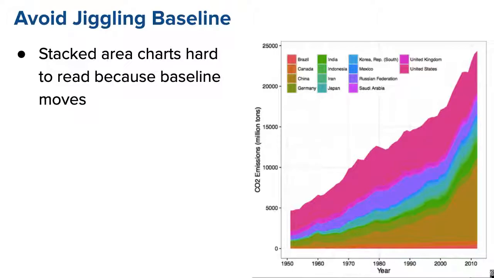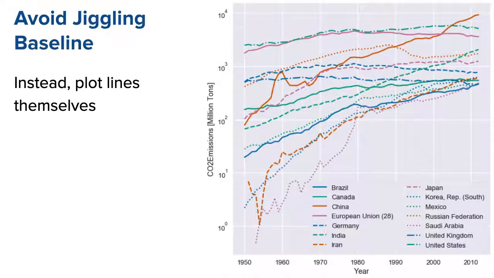The only thing you can really conclude from this chart is that the overall CO2 emissions have risen over time, but you could have more easily conveyed that information by just showing a plot of the total CO2 emissions of the world over time. Instead, what we can do is just plot the lines themselves.